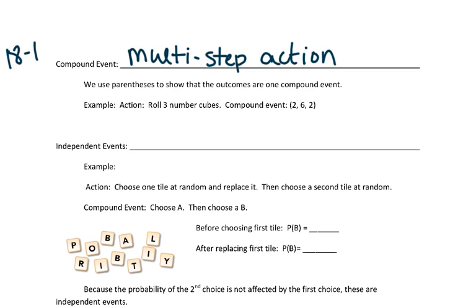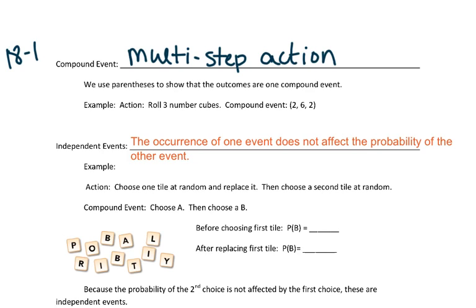Independent events are events in which the occurrence of one event does not affect the probability of the other event. So in that last example of rolling 3 number cubes, the first roll that I have with the number cube getting a 2 has nothing to do with the second roll being a 6. So those are independent events.